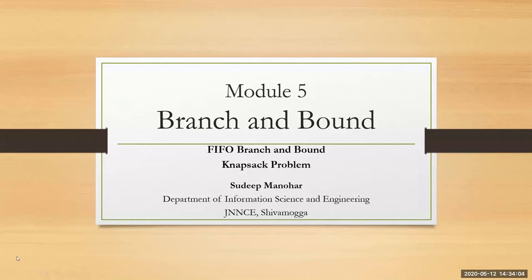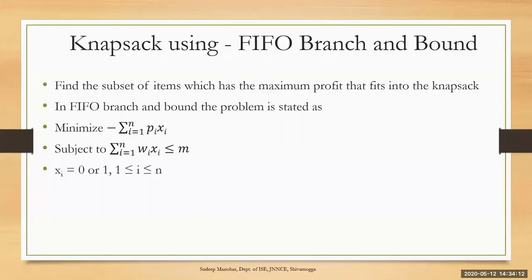First, let us understand the theoretical part. Almost everything is similar to that of LC branch and bound that you have seen in the previous class. Just to have a look, what is the main aim of knapsack? So it is to minimize. The knapsack problem is to find the subset of items which has the maximum profit that fits into the knapsack. And the FIFO branch and bound problem is to minimize minus sigma of pi xi. Knapsack is actually a maximization problem because we have to find the maximum profit.